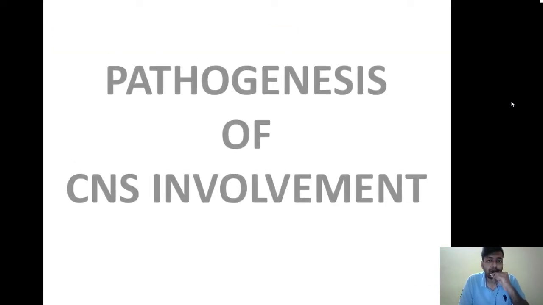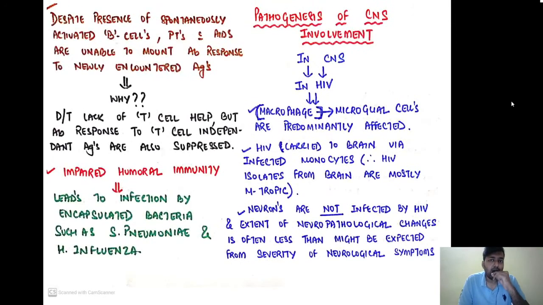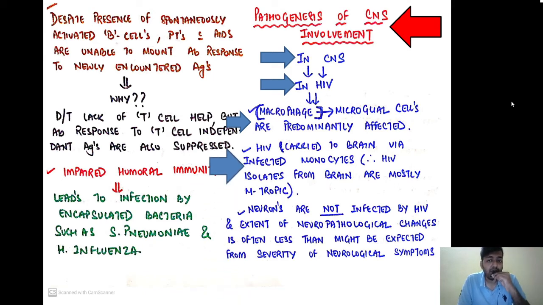Now we are going to read about the pathogenesis of central nervous system involvement. So we know that basically in the central nervous system, the HIV is predominantly infecting the microglial cells. And if you remember, the microglial cells are nothing but a class of macrophages only. So the HIV is carried to the brain via the infected monocytes, as we have already read.